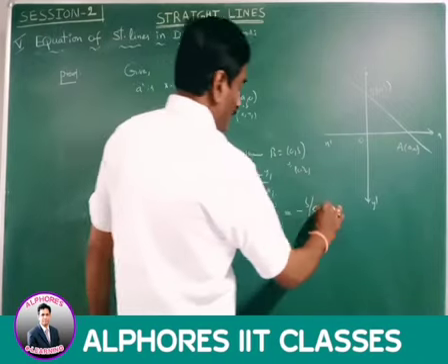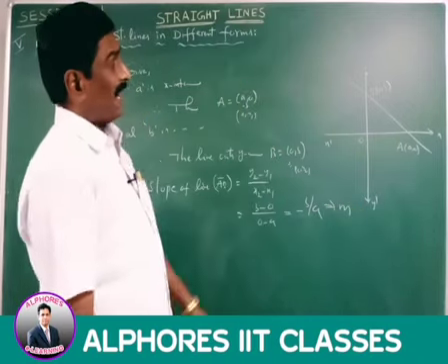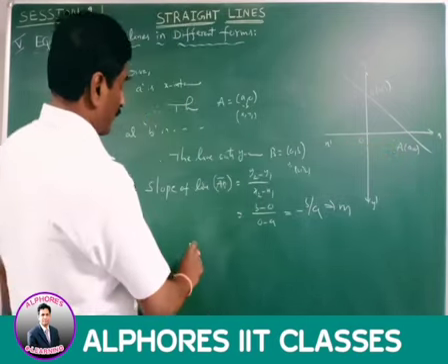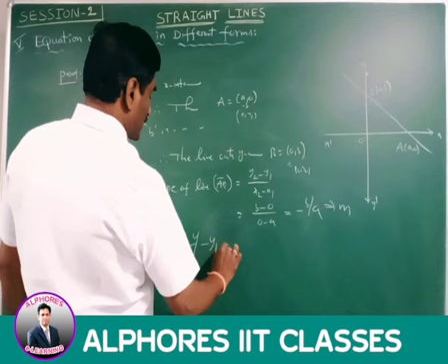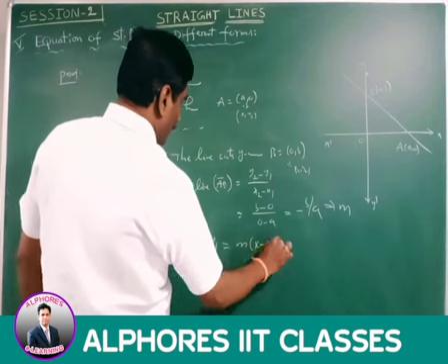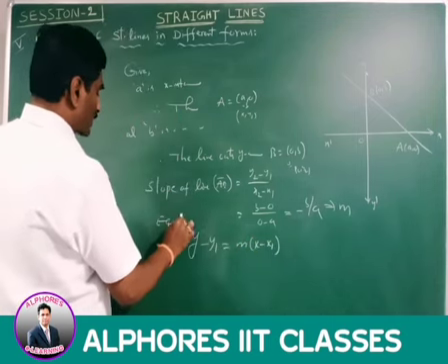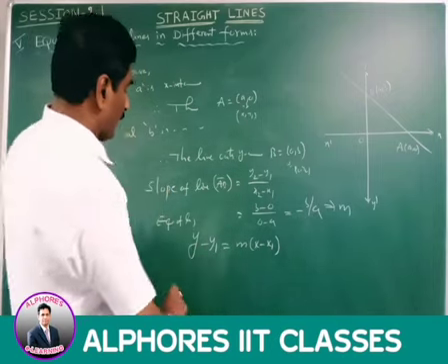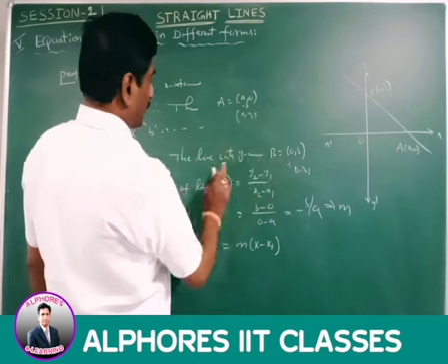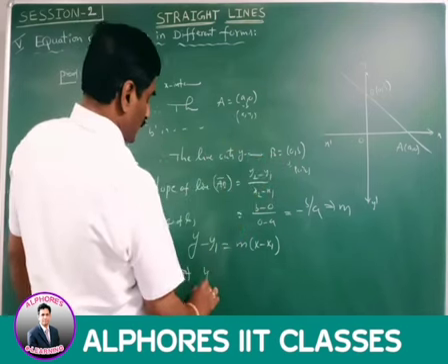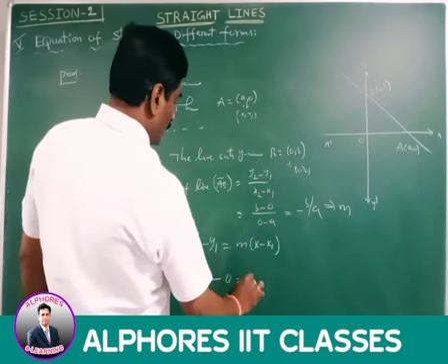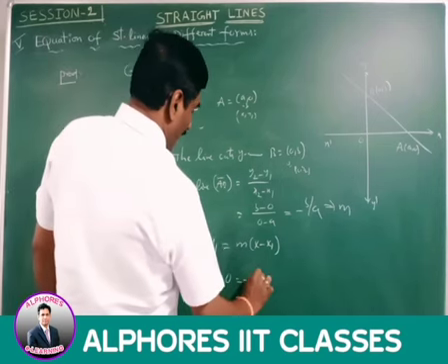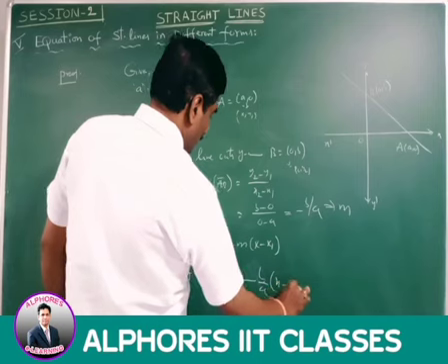The slope m we have already found, and 2 points are given. That means one of the points is available. So we use the slope point form. The equation of the line in slope point form is y minus y1 is equal to m into x minus x1. Here we take x1 y1 as a comma 0. That means y minus 0 is equal to m into x minus a. What is the value of m? m means minus b by a.